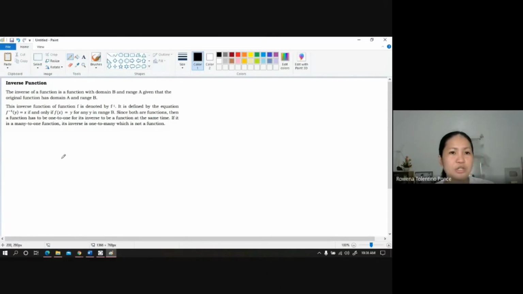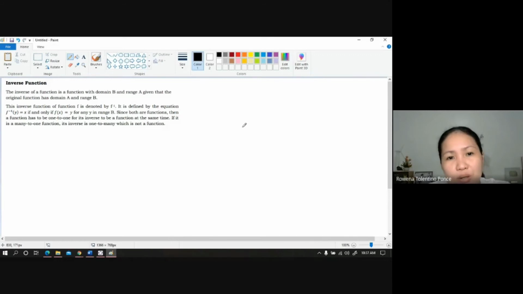So, inverse function. The inverse of a function is a function with domain B and range A, given that the original function has domain A and range B. This inverse function of function f is denoted by f raised to negative 1. It is defined by the equation f raised to negative 1 of y is equal to x if and only if f of x is equal to y for any y in the range B.